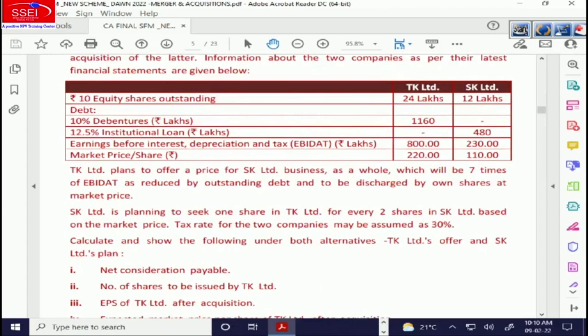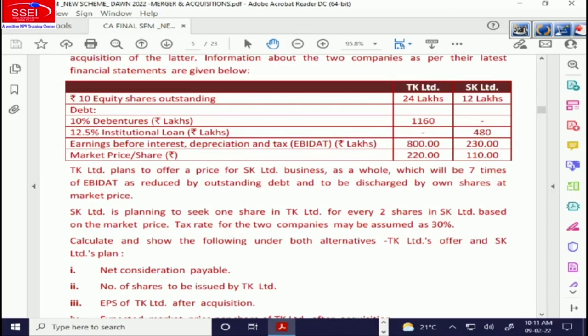P/E ratio. So we got the EPS of 20.52, and we should multiply by the P/E ratio, bootstrap effect, which I said just 5 minutes ago. So we have to find out the P/E ratio of TK. The price of TK is given, 220. We need the EPS. The PAT I got for TK was 478.8 lakhs, and the number of shares is 24 lakhs, so divided by 24, 19.95 is the EPS of TK.